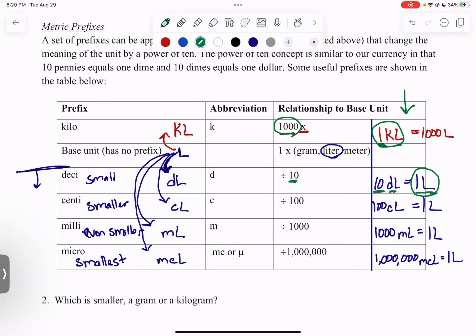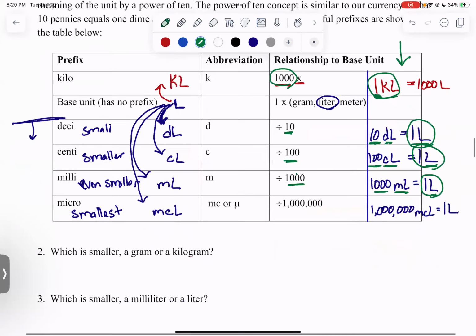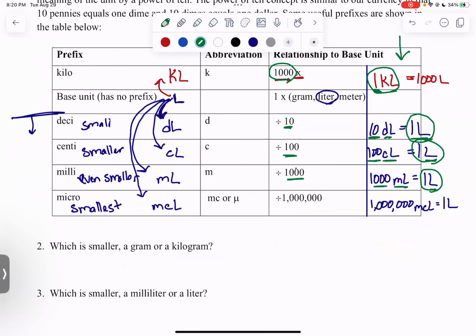Do the next one. 100 centiliters is equal to 1 liter. What's smaller, liter or centiliter? Centiliter is smaller, so the bigger one, the liter, gets the 1. The smaller one gets the 100. Next one. What's bigger, liter or milliliter? Liter is bigger, and then the smaller unit gets whatever's here. So that's 1,000. What's bigger, a liter or a microliter? A liter. And so the smaller unit gets that value. So that's how you know how to make these equivalent relationships.